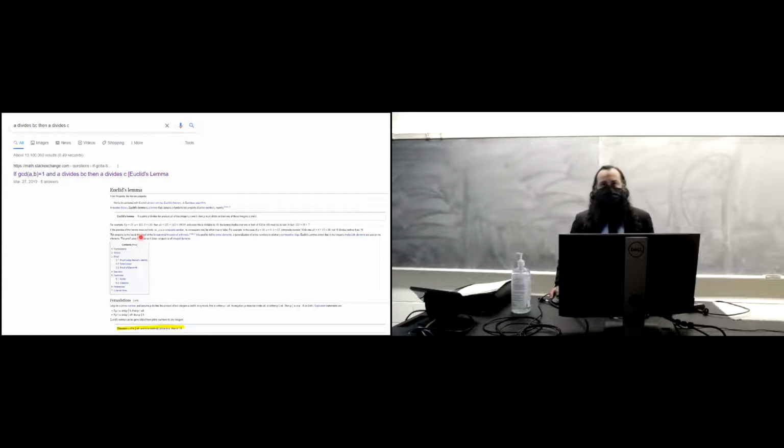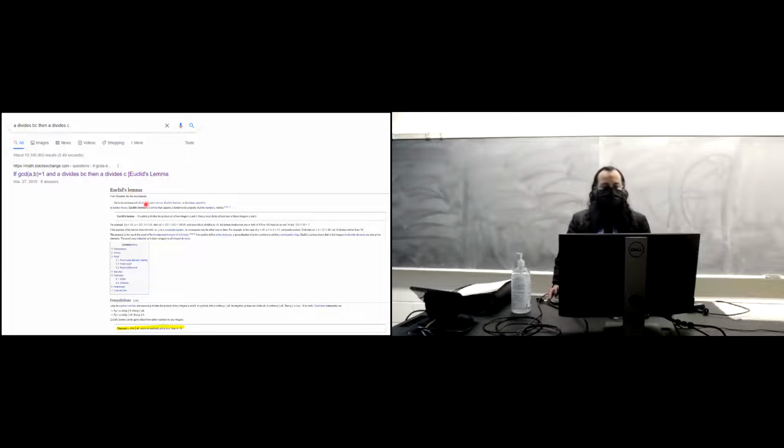And when you Google this, I say, okay, let me Google this. This isn't a theorem in the course notes yet. So if A divides BC, then does A divide C? If A divides this product, then does it necessarily divide this C? The first thing I find on Google is: if the GCD of A and B equals 1 and A divides BC, then A divides C. That is a theorem. It's called Euclid's lemma. All right, so it is true.